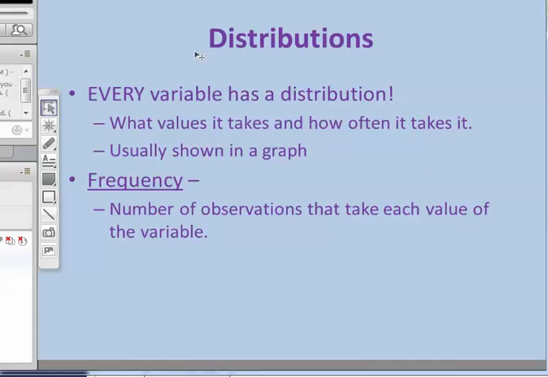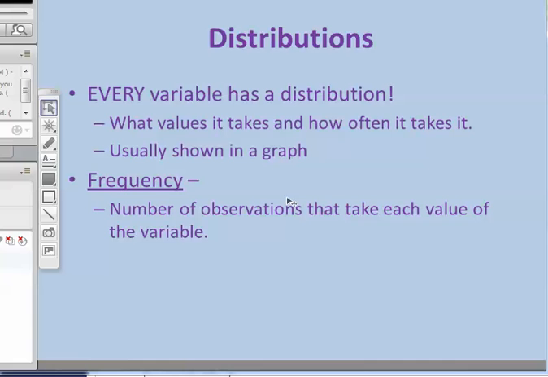So, distributions. Every variable has a distribution. What does a distribution mean? Well, if I'm talking about a variable, it's telling you how is that information spread out. Okay? What is the range of it? What is the height of it? What does it look like? What values does it take and how often does it take those values? Typically, we show a distribution in a graphical form.